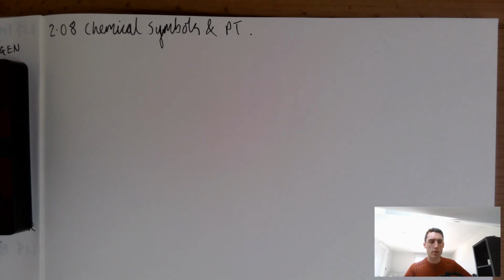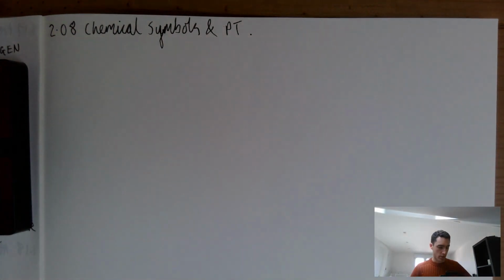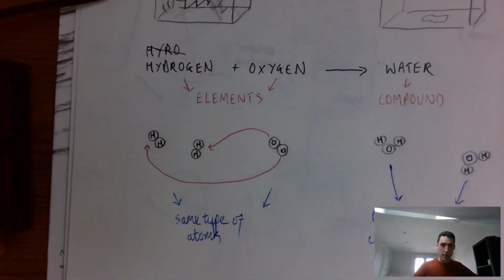Hi everyone, welcome to this video about the second lesson I'm going to talk about in the Introduction to Chemistry unit for Year 7. This one is about chemical symbols and it's an introduction to the periodic table. And really it builds on what was covered in the first lesson, which is the first of our two big ideas. And that big idea is, well, maybe it's easier if we just have a look back at the diagram.